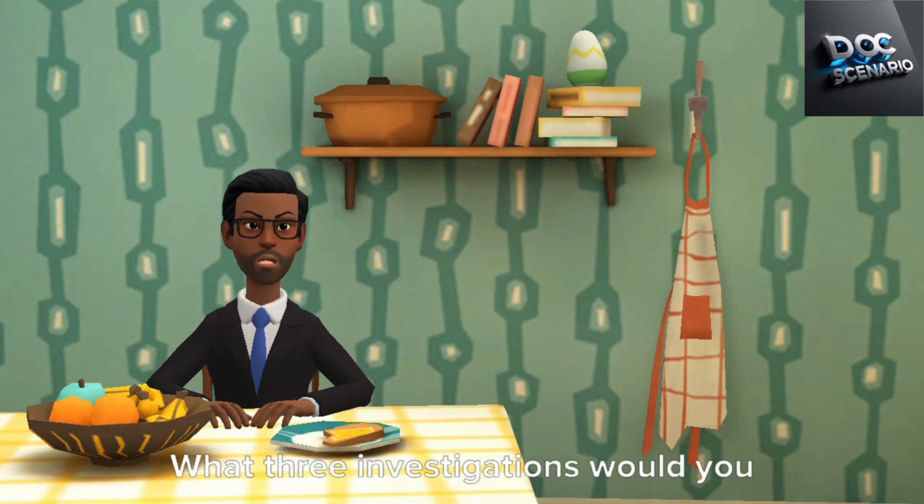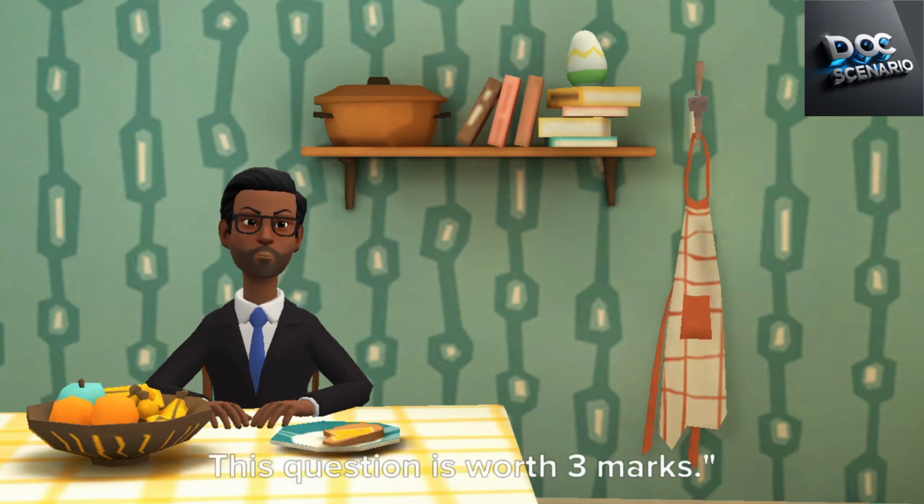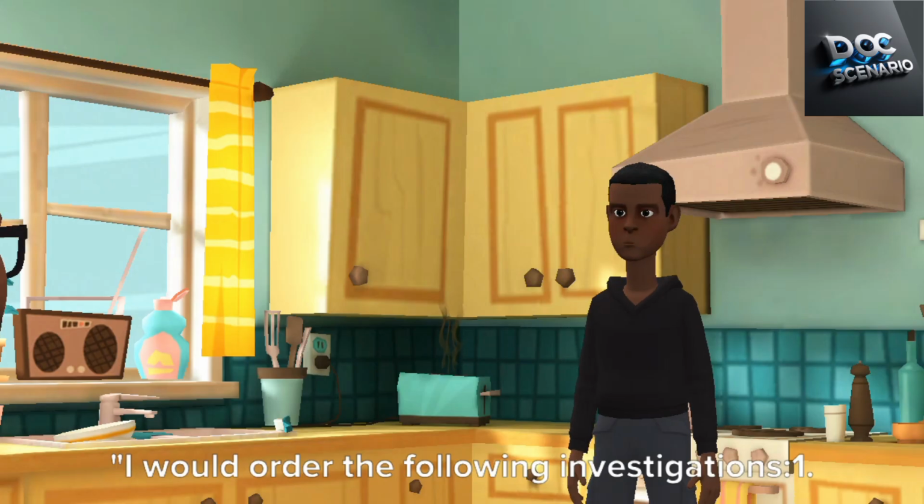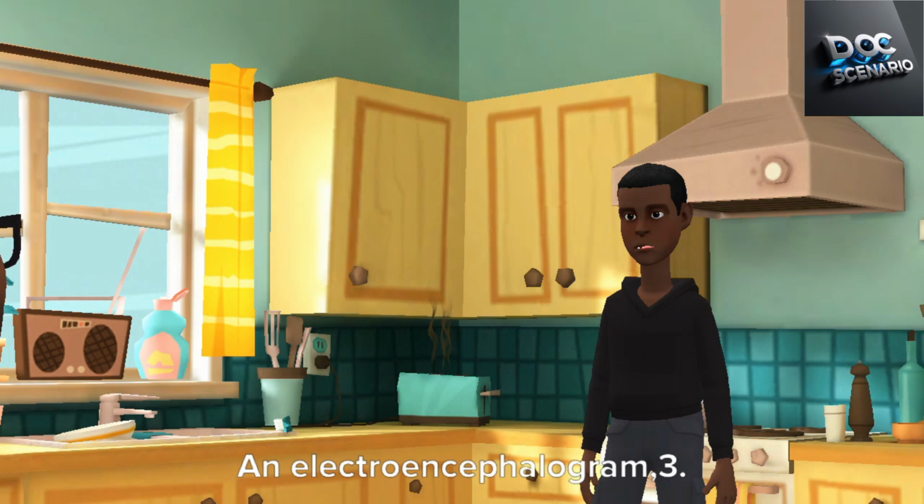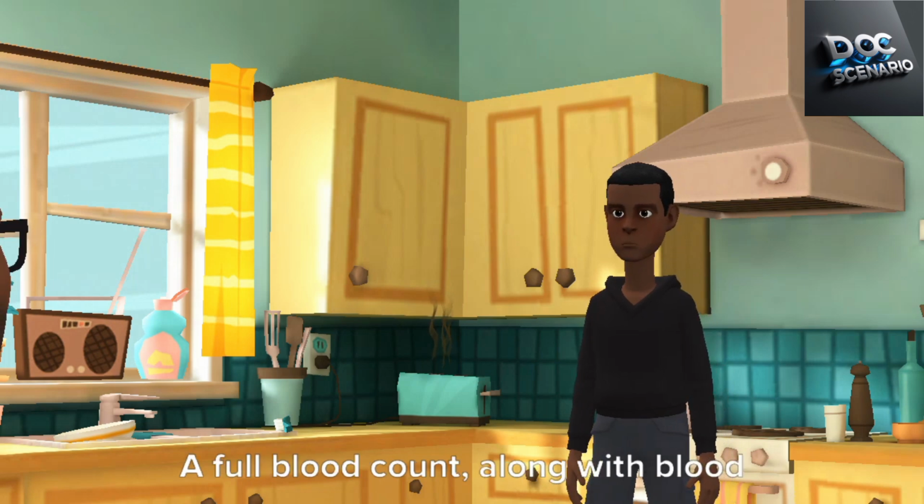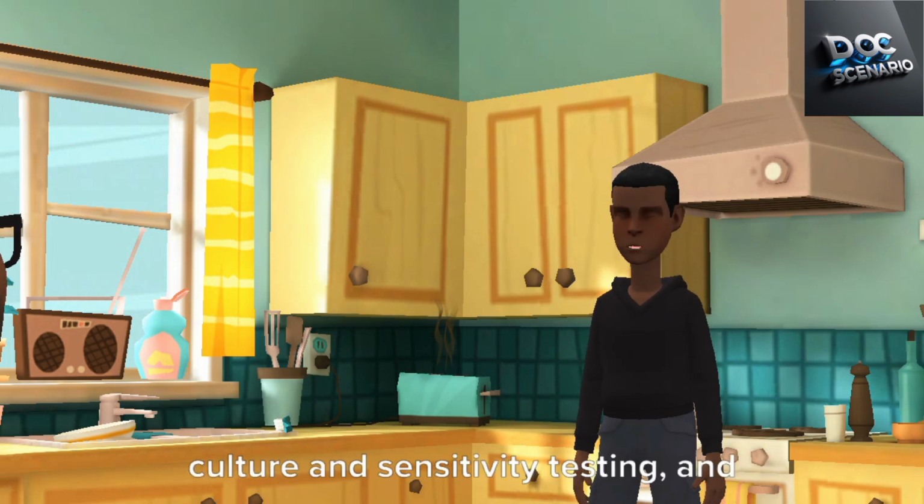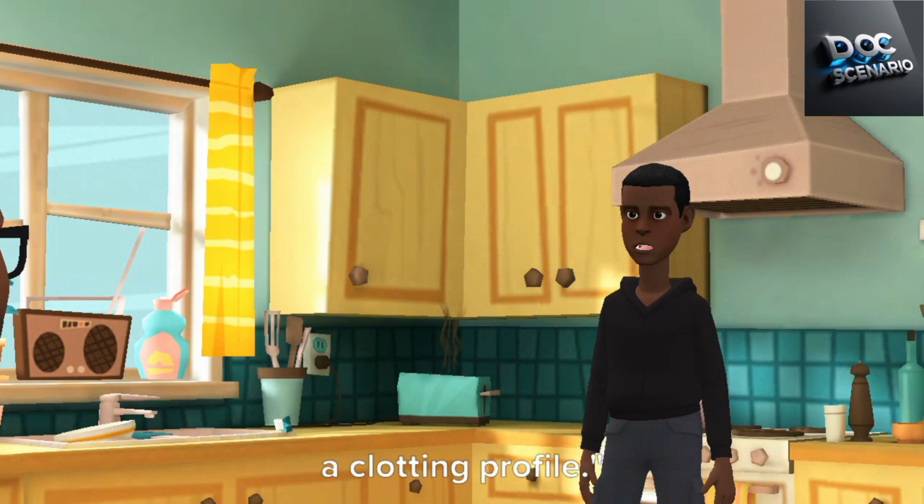What 3 investigations would you order for Molly? This question is worth 3 marks. I would order the following investigations. 1. A lumbar puncture. 2. An electroencephalogram. 3. A full blood count, along with blood culture and sensitivity testing, and a clotting profile.